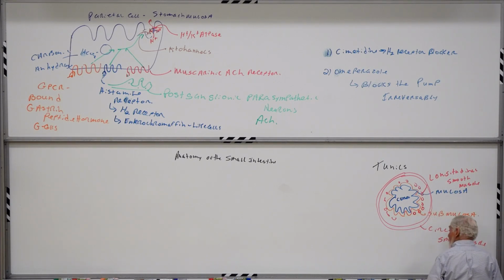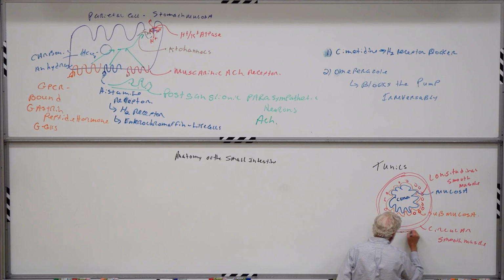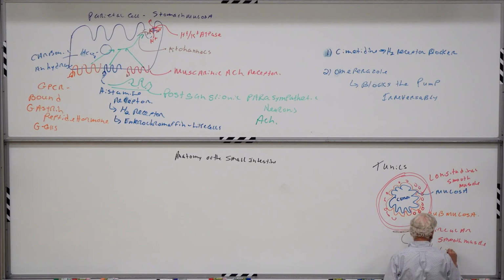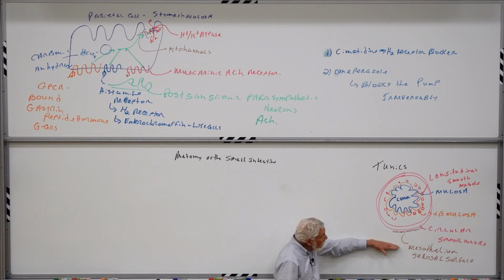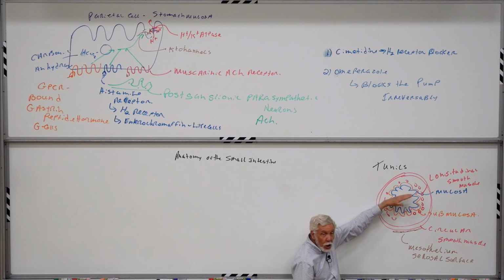And then finally, attached to the outer layer of smooth muscle will be a continuous layer of mesothelial cells. So this is the mesothelium, sometimes known as the serosal surface. But the pattern is the same. You go from a mesothelium to smooth muscle to submucosa to mucosa to the lumen of the tube.